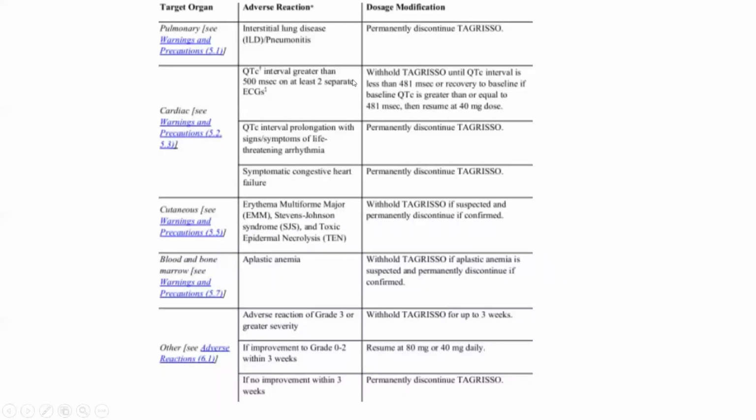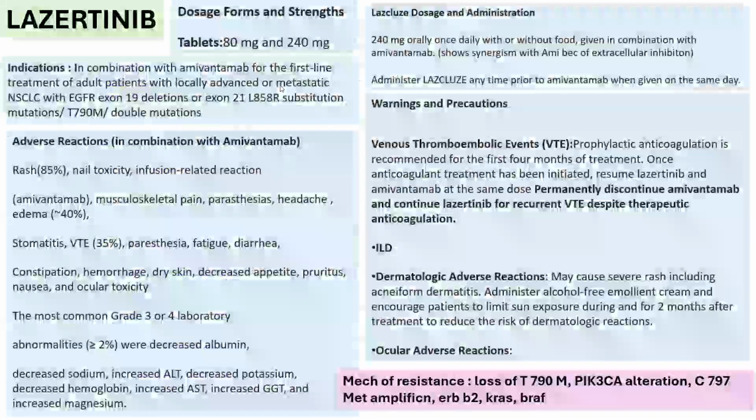And the major concern is QTc. Here we need to be very careful. If the QTc interval is greater than 500 on 2 separate occasions, we need to withhold osimertinib till it is less than 481 or recovers to baseline. And we need to permanently discontinue if the patient has signs and symptoms of arrhythmias or congestive cardiac failure.